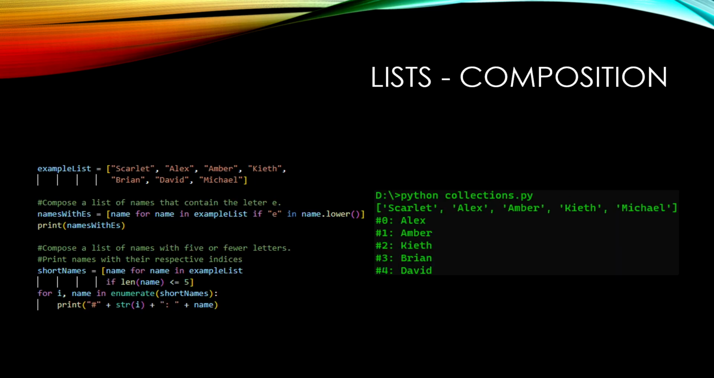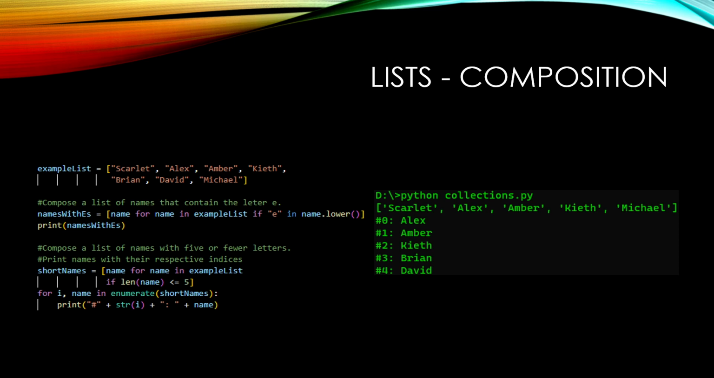Next thing I want to talk about is list comprehension. You're going to see more examples of all this stuff later, but here we have the same example list with 7 names: Scarlett, Alex, Amber, Keith, Brian, David, Michael. Now, we're going to create another list from this list. And this list is only going to have names that contain the letter E. And this is what it looks like when we do list comprehension.